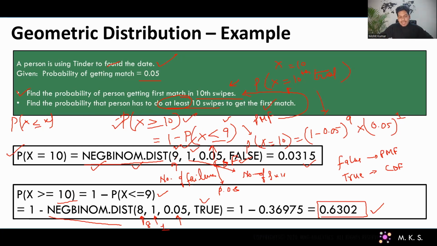And I hope this is clear. I hope the geometric distribution is clear. We talked about a lot of real world examples regarding this geometric distribution.